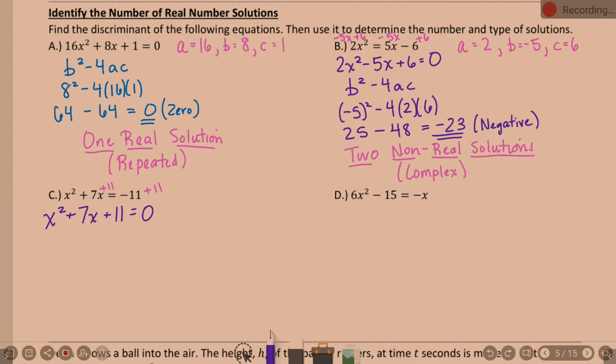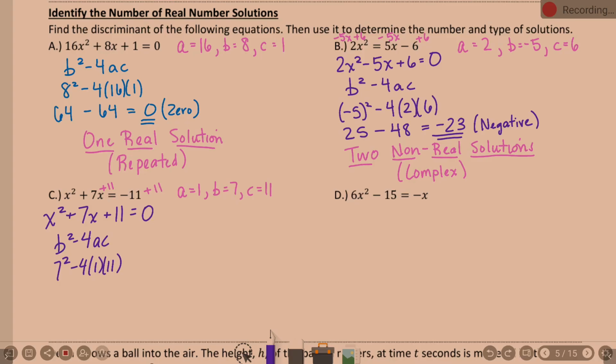You guys are probably overlisting your ABCs, and that's fine. I'm going to list A as 1, B as 7, C as 11. On the other hand, if you tend to make mistakes with your ABCs, this is a good thing to help you keep organized. I think you got the idea here. B squared minus 4AC. B is 7. 7 squared minus 4 times A, which is 1, times C, which is 11.